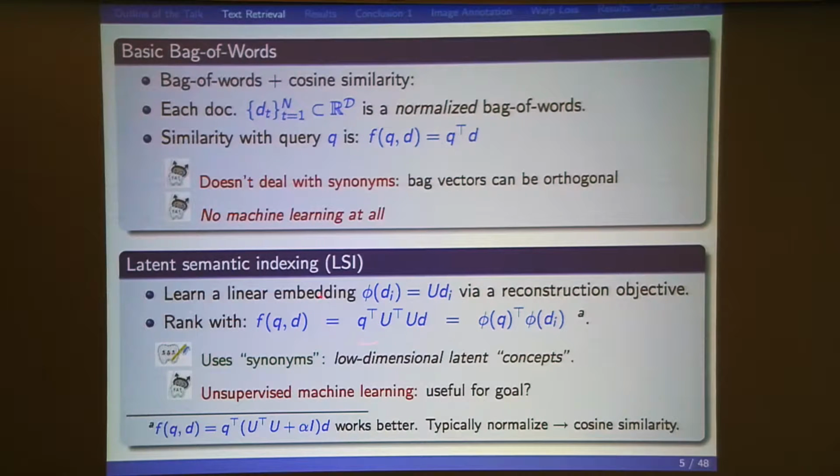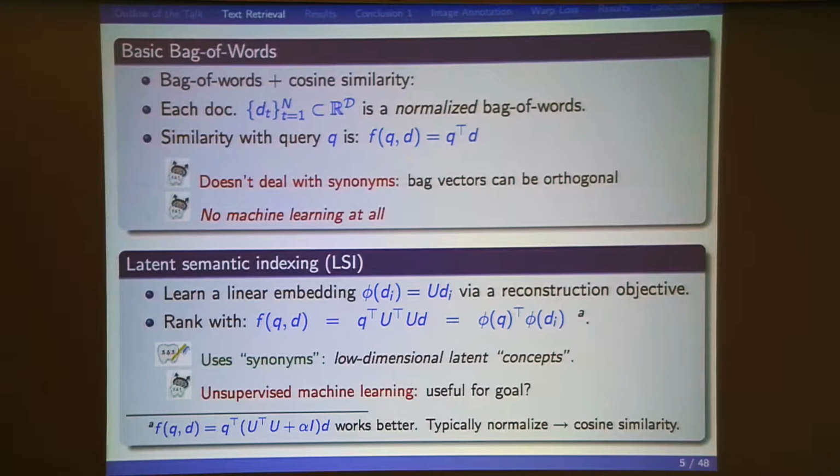And so with something like LSI, you're just doing a reconstruction objective. You don't have query document pairs, you just take documents and you just try and, I mean, it's like the autoencoders you've probably seen earlier, right? Just without any sigmoids.